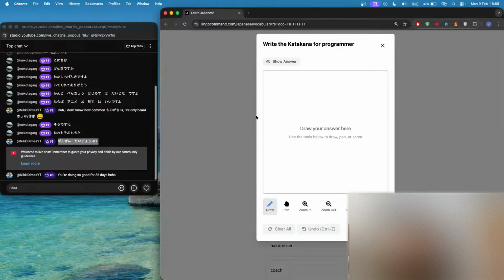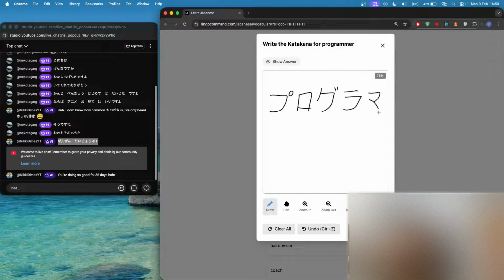Okay, so going on to the next one. Programmer. This is fu. When you apply handakuten, it becomes pu. Then we need ro. Pro. And then here you're going to write ku, which is this thing. And when you apply dakuten, it becomes gu. So this is progu. And then we need ra, and then it's ma. And then we have a dash here to extend the vowel sound. So this is programma.